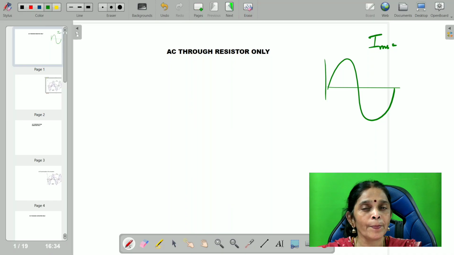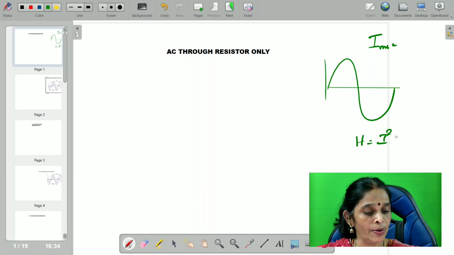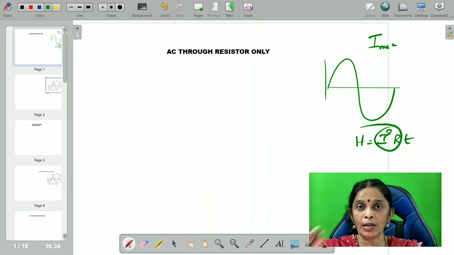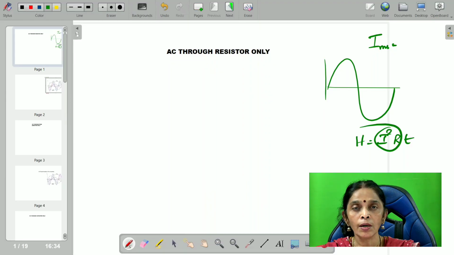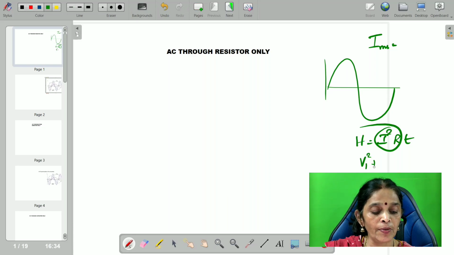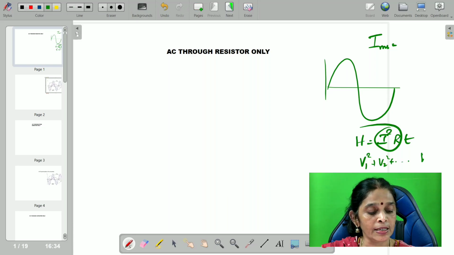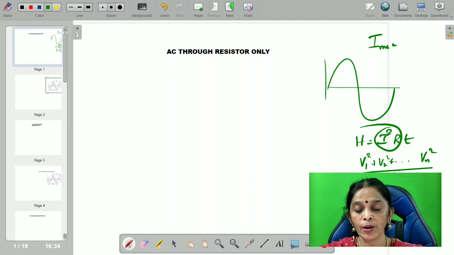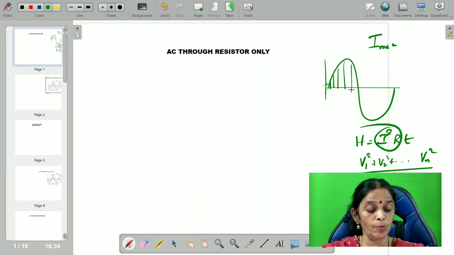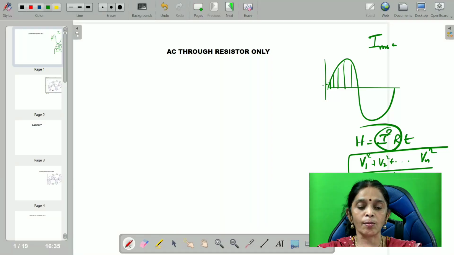Joule's law of heating. Why do we use Joule's law of heating? Because H is equal to I squared R T. Since it involves I squared, all the negative values become positive. Now you find the mean value of all the squares, that is, V1 squared plus V2 squared plus and so on up to Vn squared, divided by n. After finding the mean value, you take the square root, and that will be equal to the RMS value.